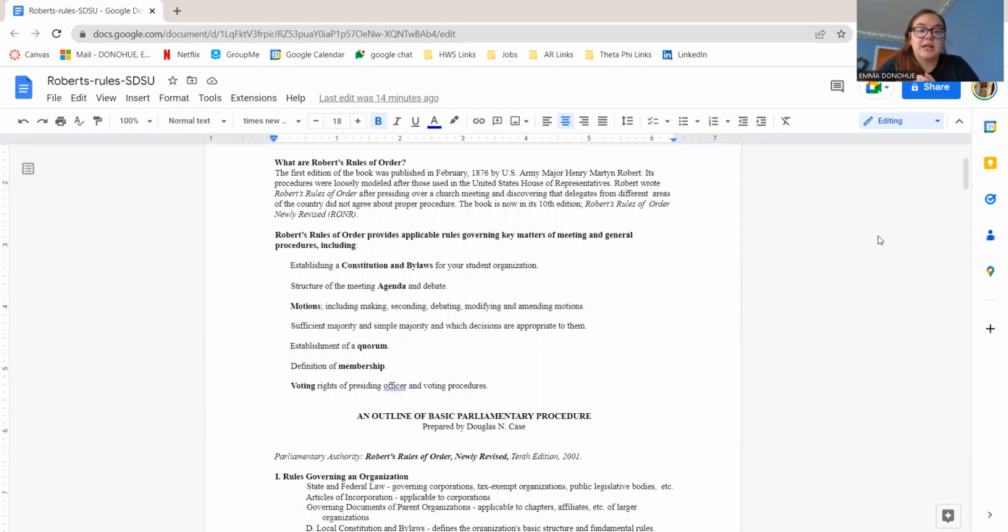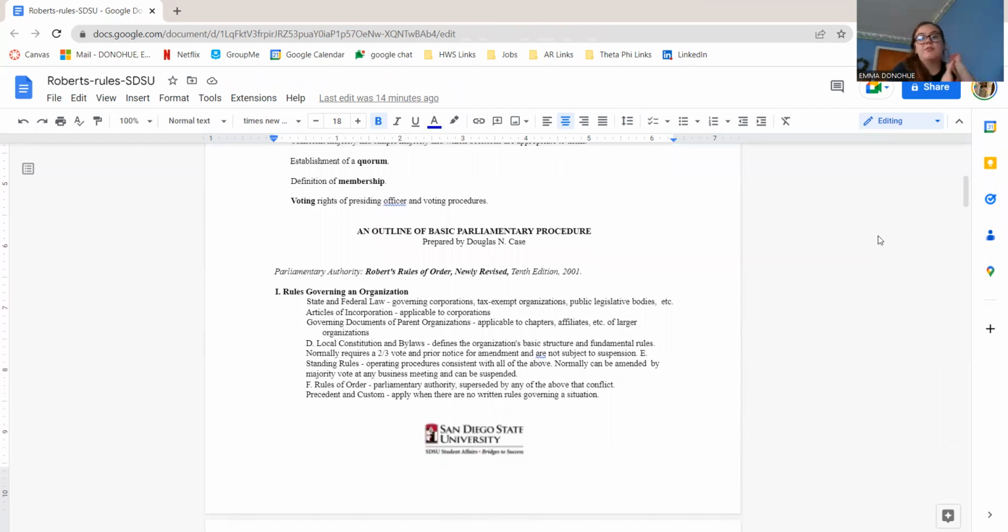Robert's Rules of Order provides applicable rules governing key matters of meeting and general procedures, including establishing a constitution and bylaws for the organization, structure of the meeting, agenda, and debate, motions, including making, seconding, debating, modifying, defending and amending motions, sufficient majority and simple majority, which decisions are appropriate to them, establishment of a quorum, definition of membership, voting rights of presiding officers, and voting procedures.